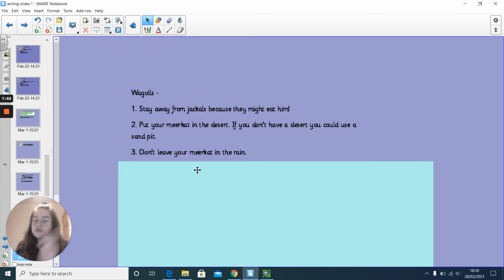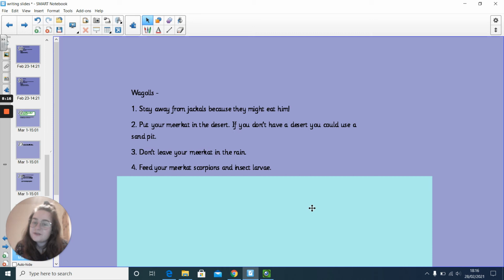Number 3, don't leave your meerkat in the rain. That's a great one, because meerkats don't like the rain. We learned that from how sad Sonny was in Madagascar, in the parts of Africa that were rainy, didn't he, and wet. And the imperative verb there is a bit of a tricky one, but it is the word don't. It's short for do not, which is still a bossy imperative verb.